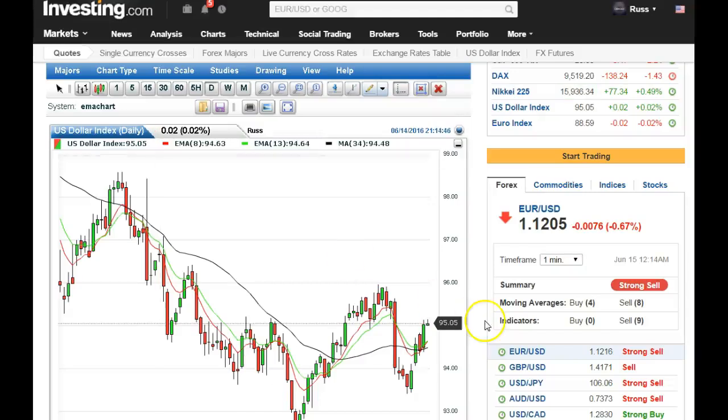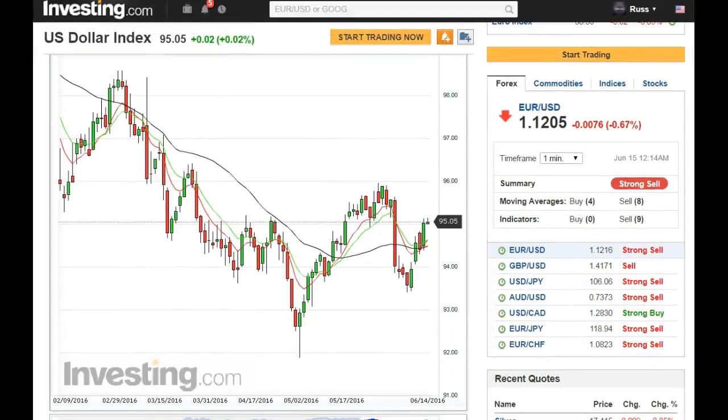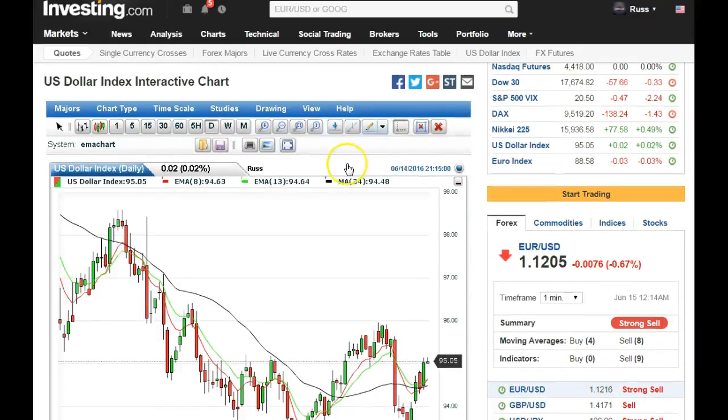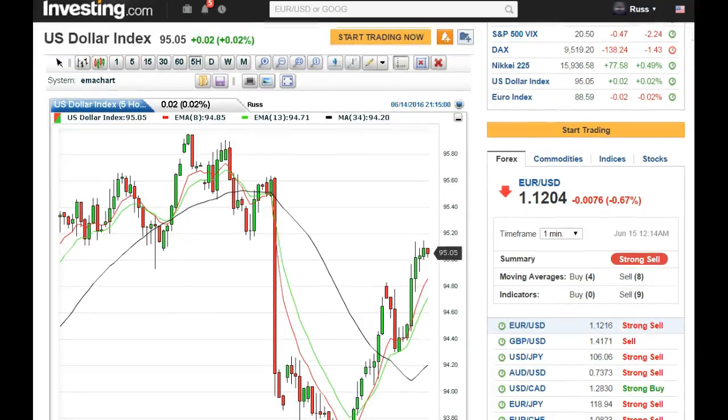Let's start off with the dollar. Right now, as we speak, it opened up for the day for tomorrow and made a double top and has backed off. Here's a daily chart, bullish retracement, double top. Let's see if the double top holds. Let's take a look at the 5-hour. You can see the double top.